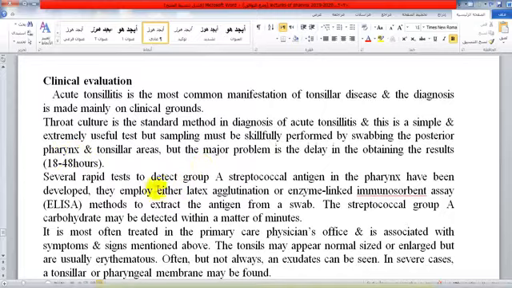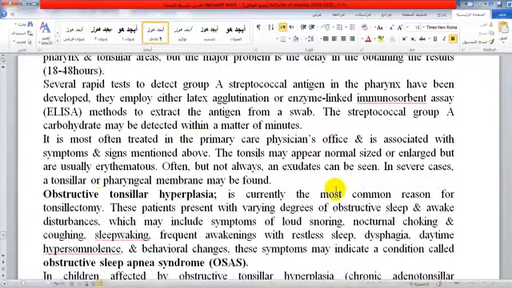Several rapid tests to detect group A streptococcal antigen in the pharynx have been developed. They employ either latex agglutination or enzyme-linked immunosorbent assay, ELISA, methods to extract the antigen from a swab. The streptococcal group A carbohydrate may be detected within a matter of minutes. At least this is from the theoretical point of view for us.